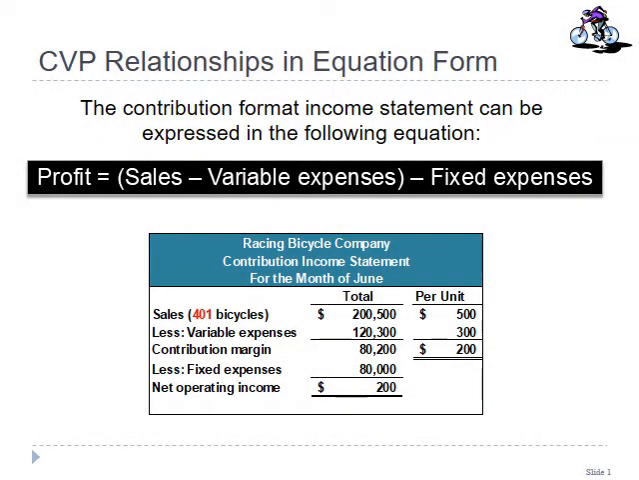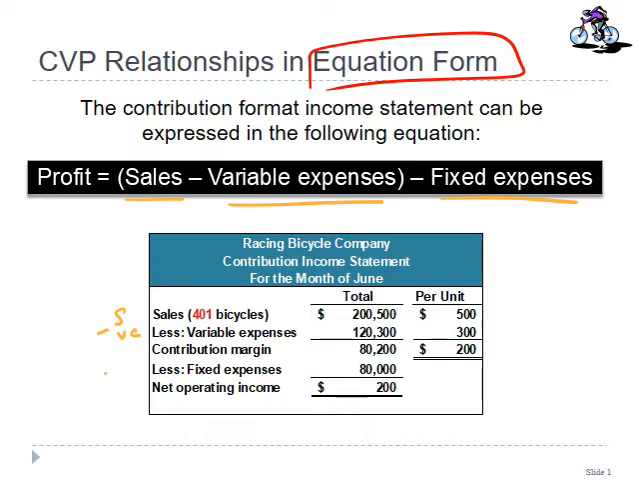So I hope you understand our previous discussions. So let's talk about the relationship in the equation form. We're going to talk about this in two parts. Part one is that the contribution format income statement can be expressed as profit is equal to sales minus variable cost and then minus fixed cost. You can see that here as well, sales minus variable cost minus fixed cost, right?